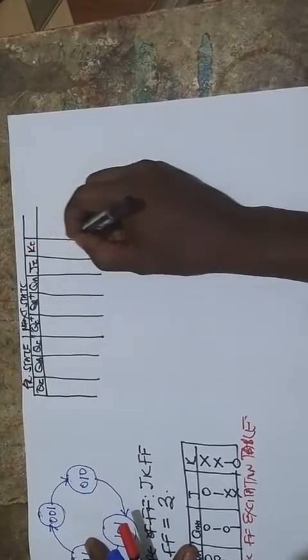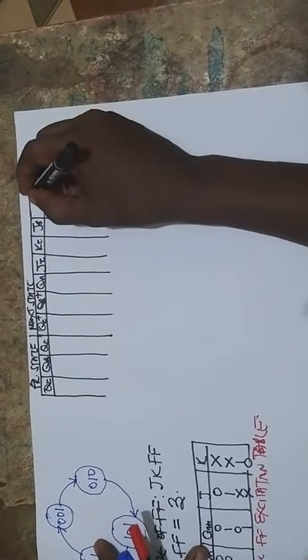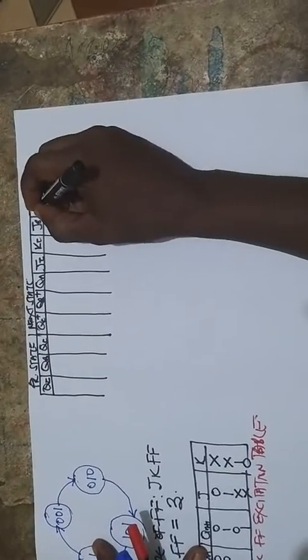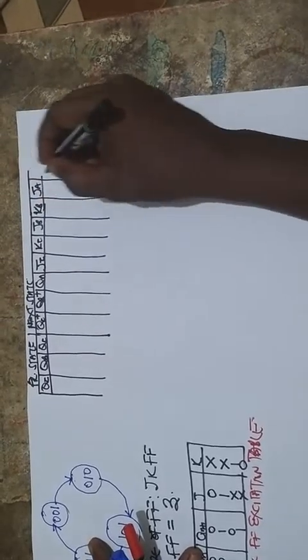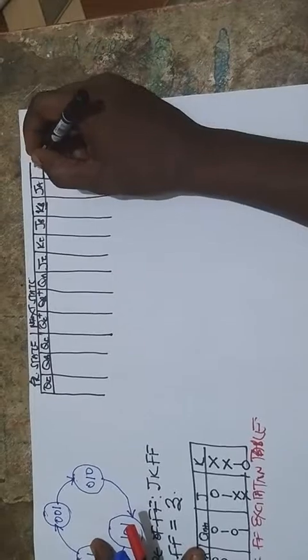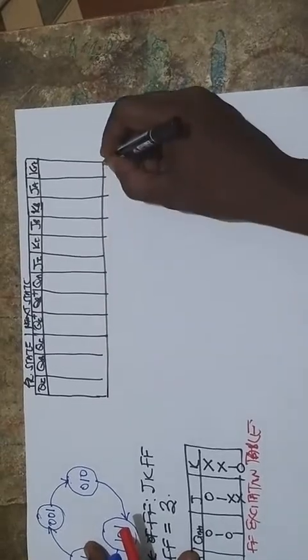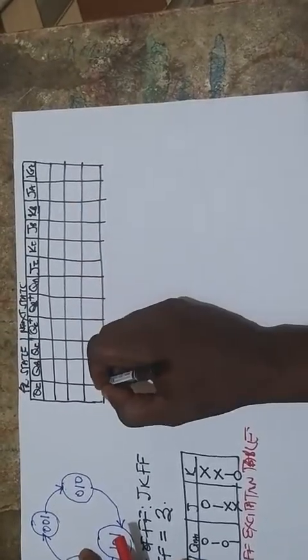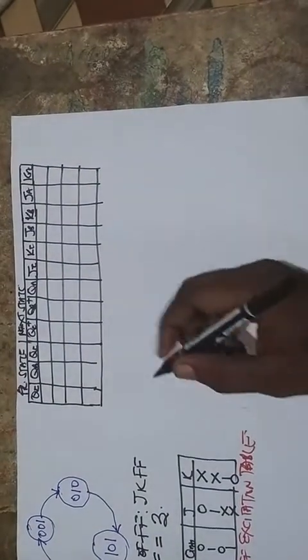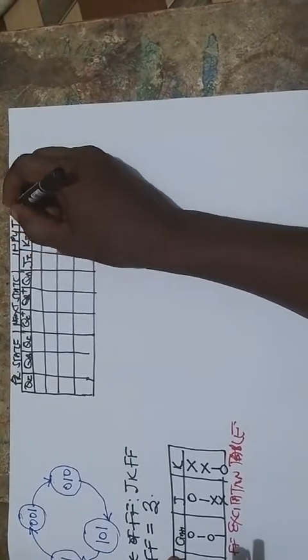Then I have my inputs: JC, KC, JB, KB, JA, and finally KA. So these here become my inputs, the inputs of the flip-flops.